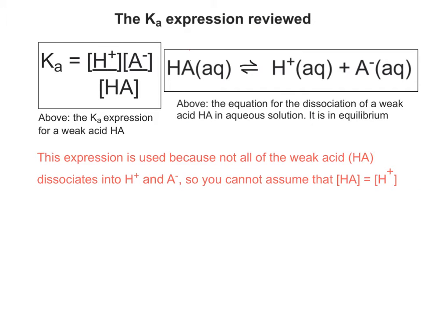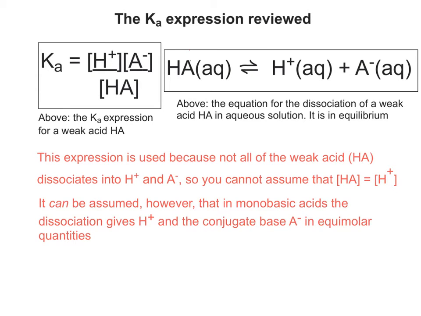So the Ka expression is basically used because in the equation for the dissociation of a weak acid, it's in equilibrium, so not all of the HA will dissociate. So you can't assume that the concentration of your weak acid will be equal to the concentration of dissociated H+ ions.